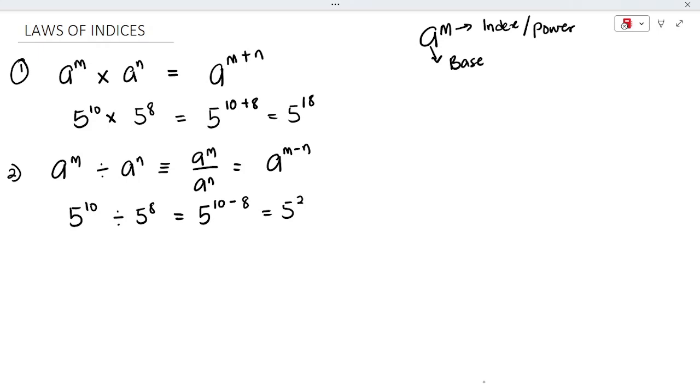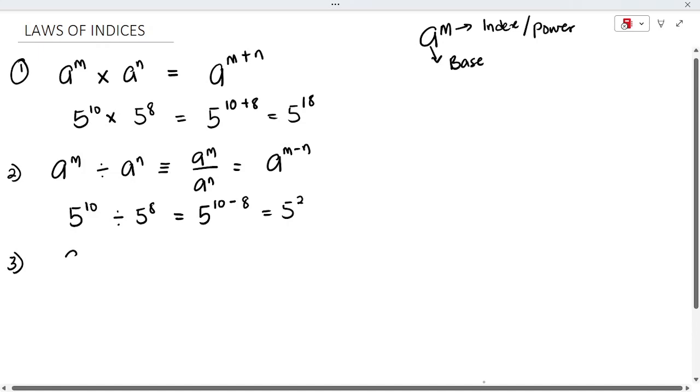Now the first thing to note about this, as you can see, the condition is that the base must be the same. If this is 5 raised to power 10 and I have 2 raised to power 8, the bases are not the same, so the law of indices will not apply in such cases. These 2 laws only apply when the bases are the same. And remember, what is the base? The base is the one you write below, and the power is the one you write at the top.